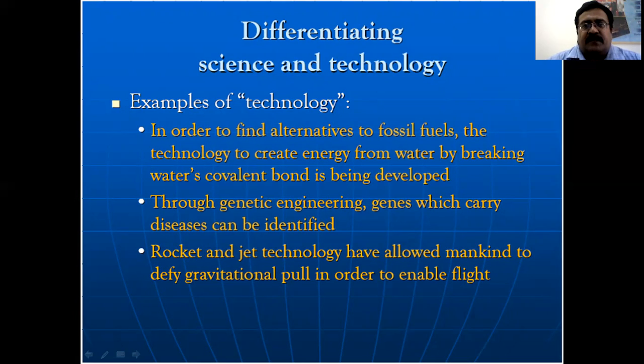In order to find alternatives to fossil fuels, technology to create energy from water by breaking water's covalent bond is being developed. Through genetic engineering, genes which carry diseases can be identified. Rockets and jet technology have allowed mankind to defy gravitational pull in order to enable flight.